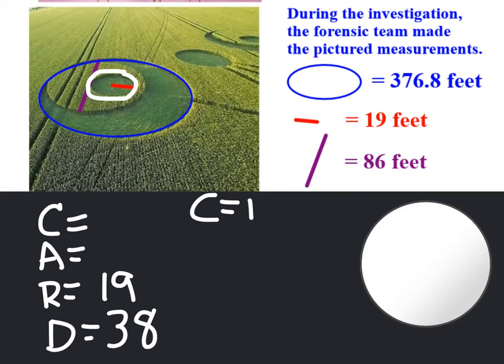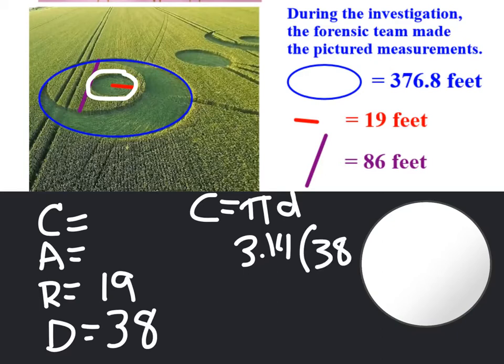So remember, circumference is pi times diameter. I already know that pi is 3.14, and the diameter this time is 38. So I'm ready to just multiply 3.14 times 38. When I do that, I get an answer of 119.32. Remember, we are still in feet. So it's just that many feet around that circle. That little white circle that I drew up there would be 119.32 feet around it.